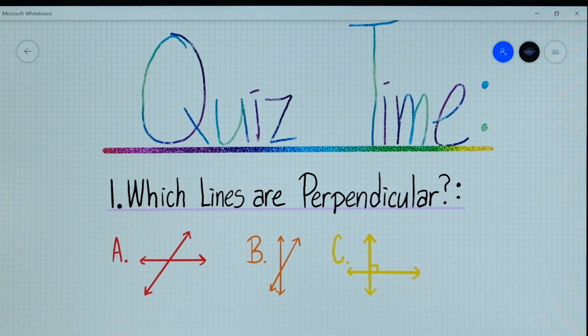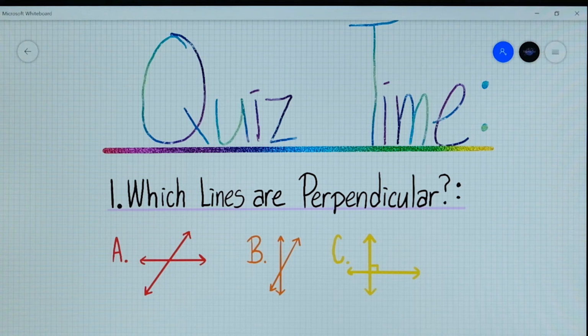there are 3 choices. So your job is to pick which pair of lines are perpendicular. There's only one answer though. So I will give you guys 3 seconds to figure that out. Done. So if you guys need more time, just pause the video and unpause it when you guys are ready.